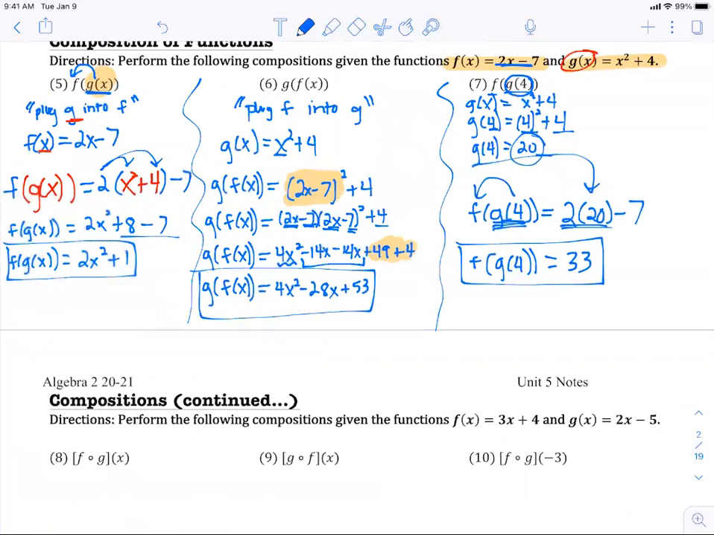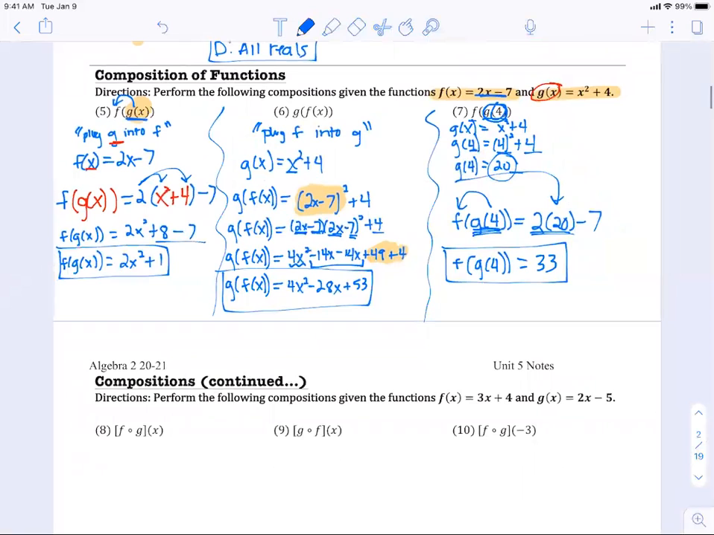So if you know what number you're plugging in, you can do it one of two ways. You could do it the way that we did it here, or you could go ahead and find the function and plug 4 in for your x variable in that function, and that will work as well, which is kind of cool.